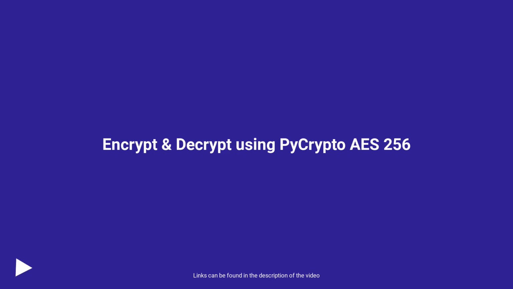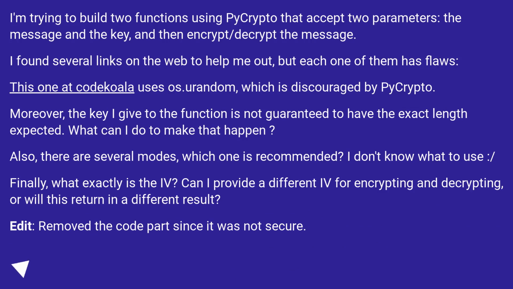Encrypt and decrypt using PyCrypto AES 256. I'm trying to build two functions using PyCrypto that accept two parameters, the message and the key, and then encrypt/decrypt the message. I found several links on the web to help me out, but each one of them has flaws.